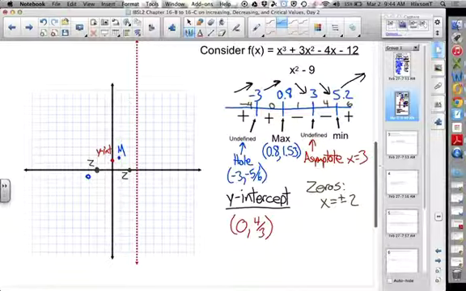At 5.2. It was 10 point something. You guys are the ones with the calculator. 10.47. Okay.